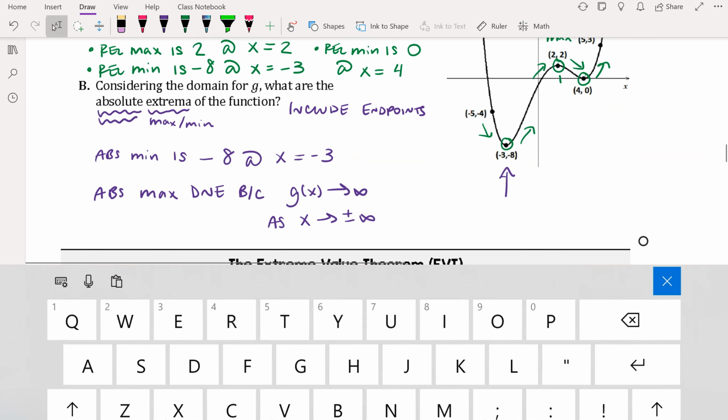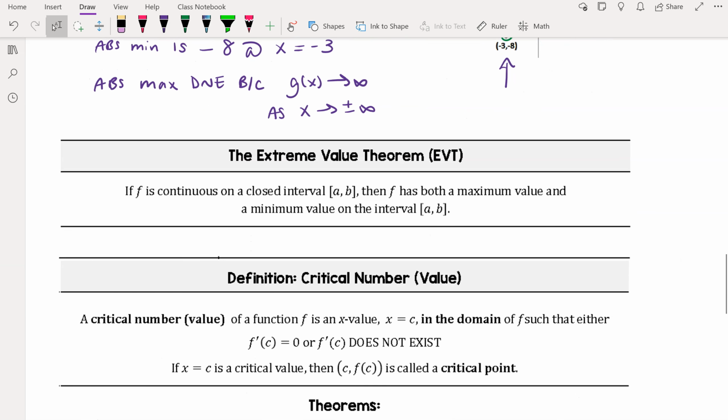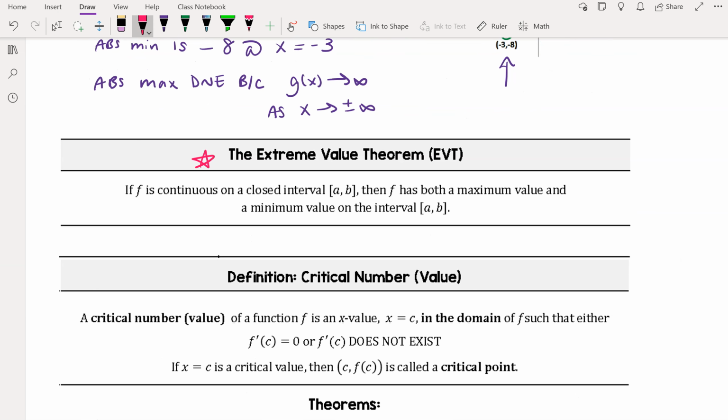Now, we need to write down this theorem. It's important for you to know. So go ahead and write down the extreme value theorem. If f is continuous on a closed interval [a, b], then f has a max and a min on that interval [a, b]. Okay, so y'all, all this is saying is if you have a continuous function, then that function has to have a max and a min on the interval that you're looking at.